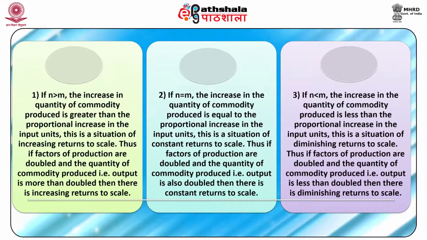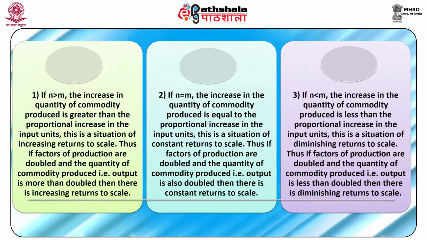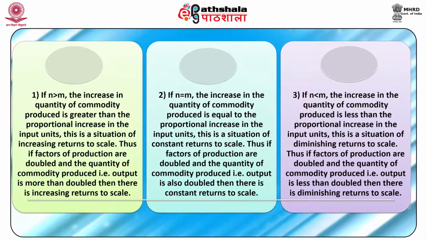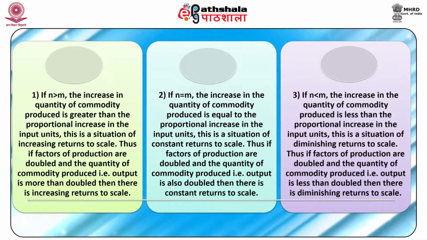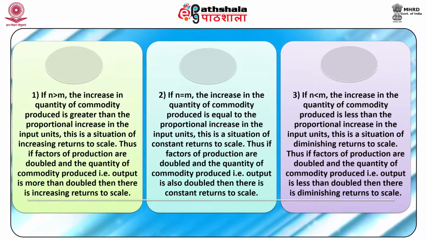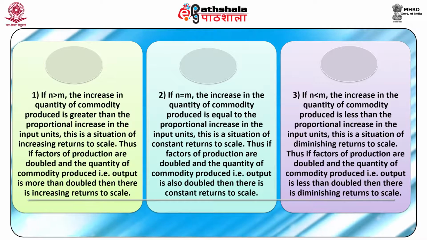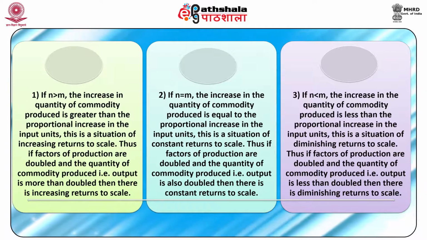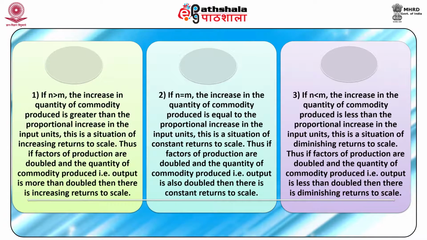Accordingly, the stages of the law of returns to scale are: first, if N is greater than M, the increase in quantity of commodity produced is greater than the proportional increase in the input units. This is a situation of increasing returns to scale. Thus, if factors of production are doubled and the output is more than doubled, then there is increasing returns to scale.